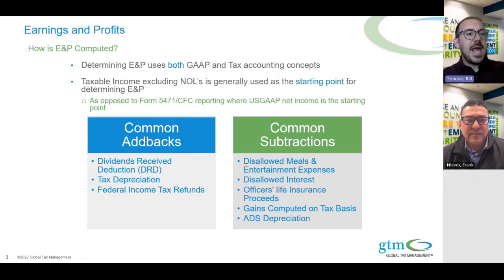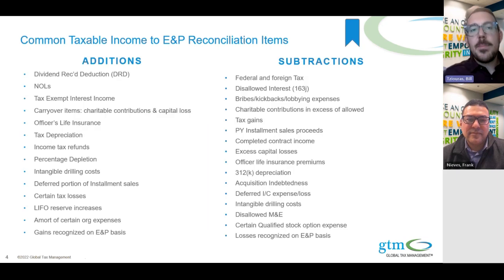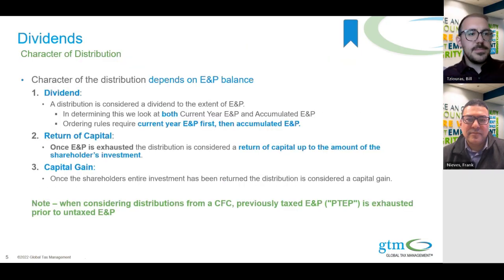A common add back, we say, is tax depreciation, because your E&P is calculated using the ADS method. A common subtraction might be a portion of your disallowed meals and entertainment expenses. We know when we're calculating our taxable income, we add back a portion of our meals and entertainment, but for E&P purposes, as the cash was outlaid for that expense, that's a good E&P deduction. Here's a more comprehensive list. We won't go over it one by one, but this is a good cheat sheet when computing your E&P.